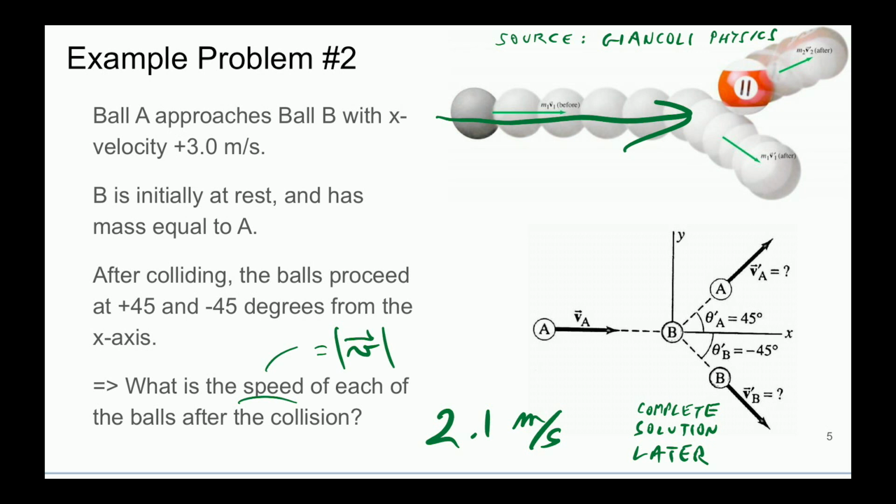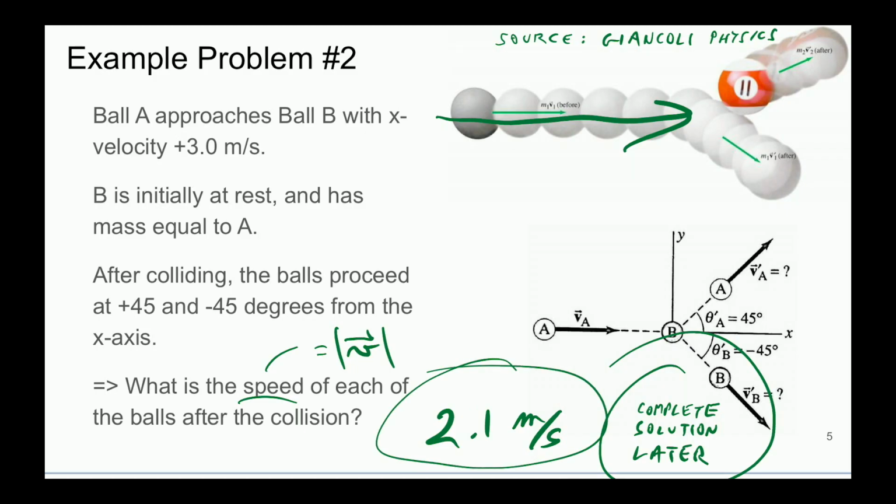Also, I will show a complete solution later, but I'll just jump to an answer here where we're supposed to find out the speed of each ball, and I calculated that to be 2.1 meters per second. We're going to see why that's interesting and why that result may surprise some people. I'll also comment here that the question is speed. We're looking for speed, and remember, speed is just the magnitude part of velocity. So that's where we're headed with this.